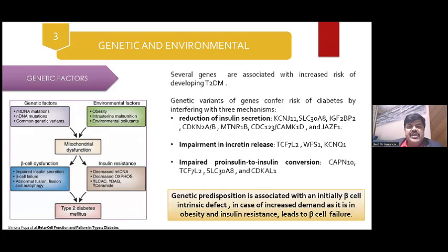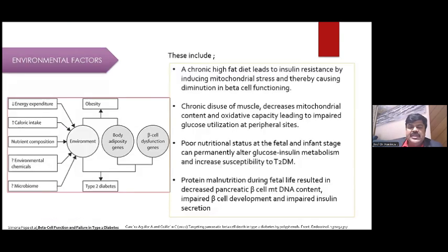So there are several genetic and environmental factors. There are several genes associated with increased risk of developing type 2 diabetes. The genetic variants of genes confer risk of diabetes by interfering with three mechanisms, that is reduction of insulin secretion, impairment in incretin release, and impaired pro-insulin to insulin conversion. So the genetic predisposition is associated with an initially beta cell intrinsic defect in case of increased demand, as it is in obesity, and insulin resistance leads to beta cell failure.